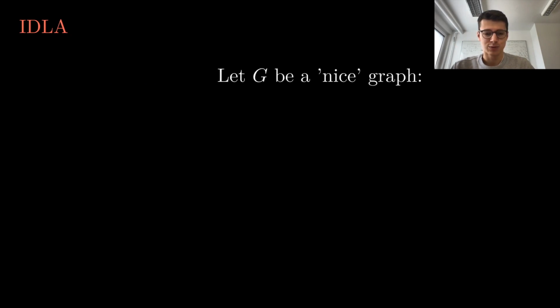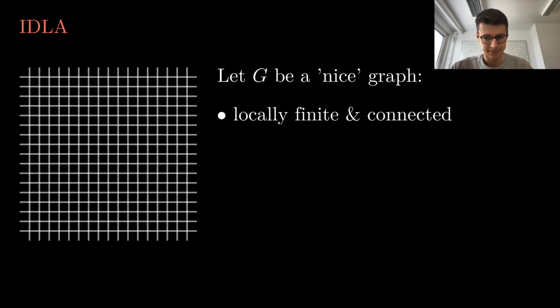And for this, we will work on nice graphs. And by nice graphs, I mean locally finite and connected, such as the grid on the left-hand side, for example. On a graph, we will always introduce a special vertex, denoted by this white circle here. And this will be the place where the particles start. So this will act like the anode, like the cathode in our electropolishing process.